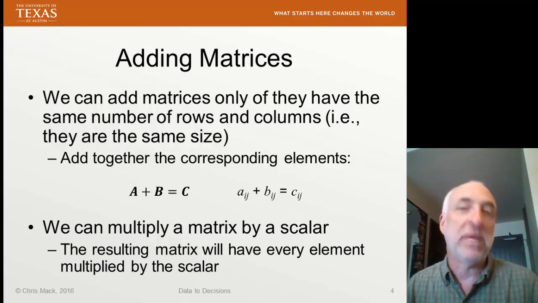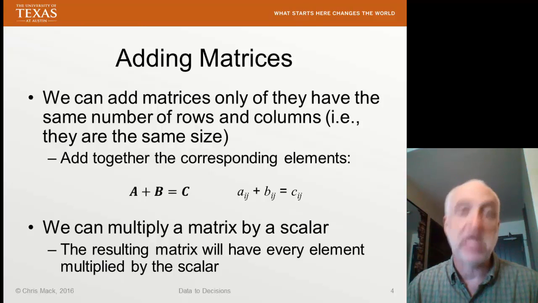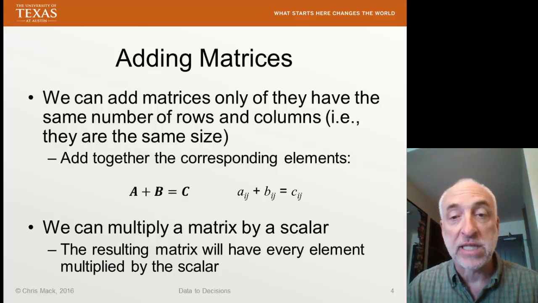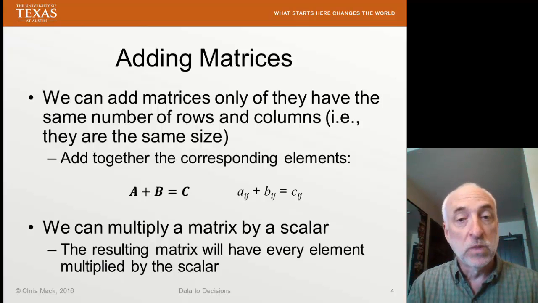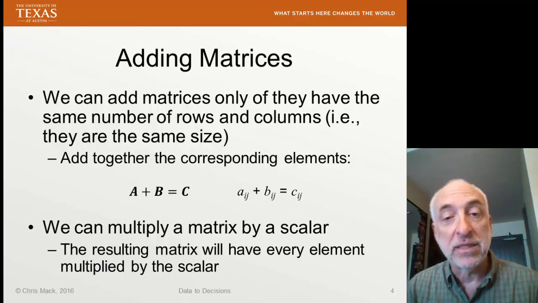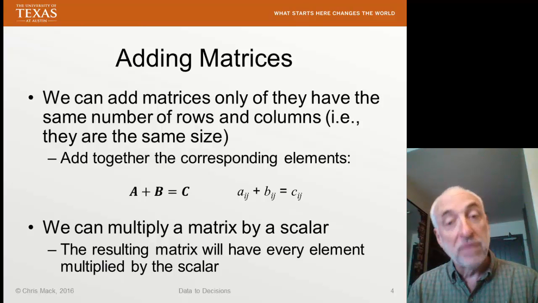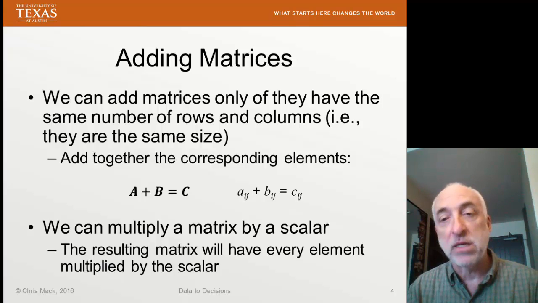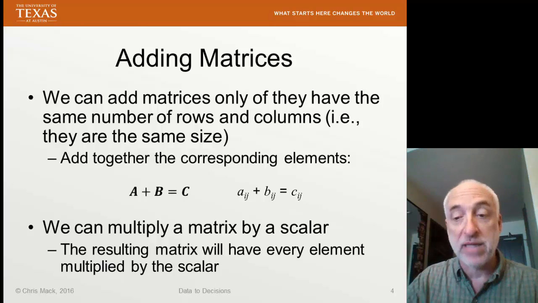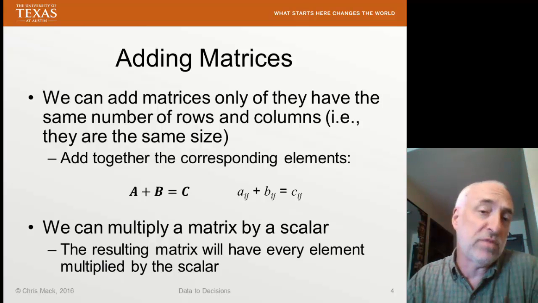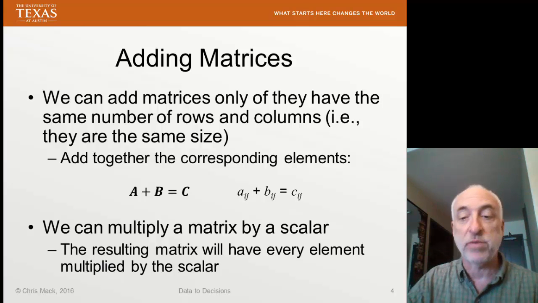Likewise, we can only add two matrices together if they're the same size, the same number of rows and the same number of columns. To add two matrices together, we add their elements. If we multiply a matrix by a scalar, that's equivalent to multiplying every element in that matrix by the scalar. The scalar is just a number, 5 or 28.6 or something, right?